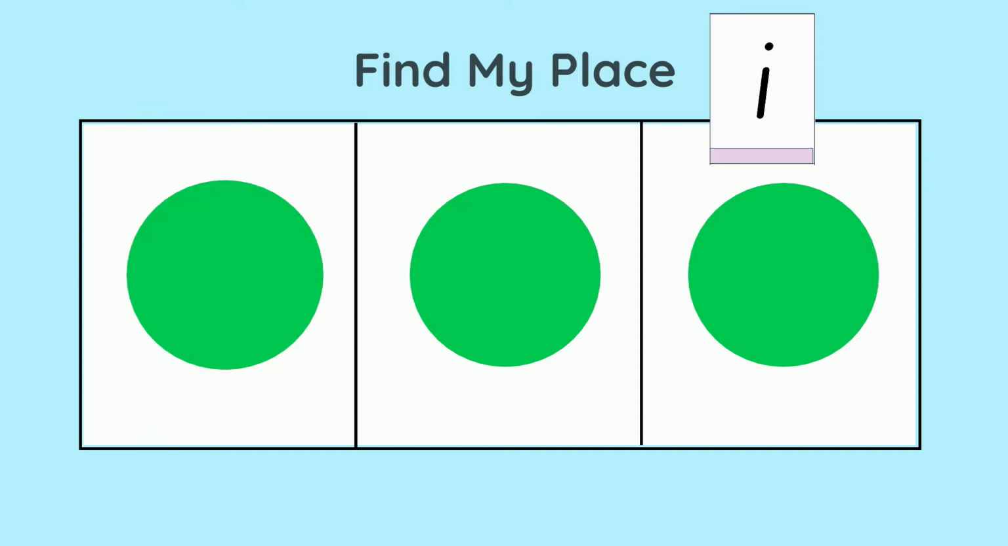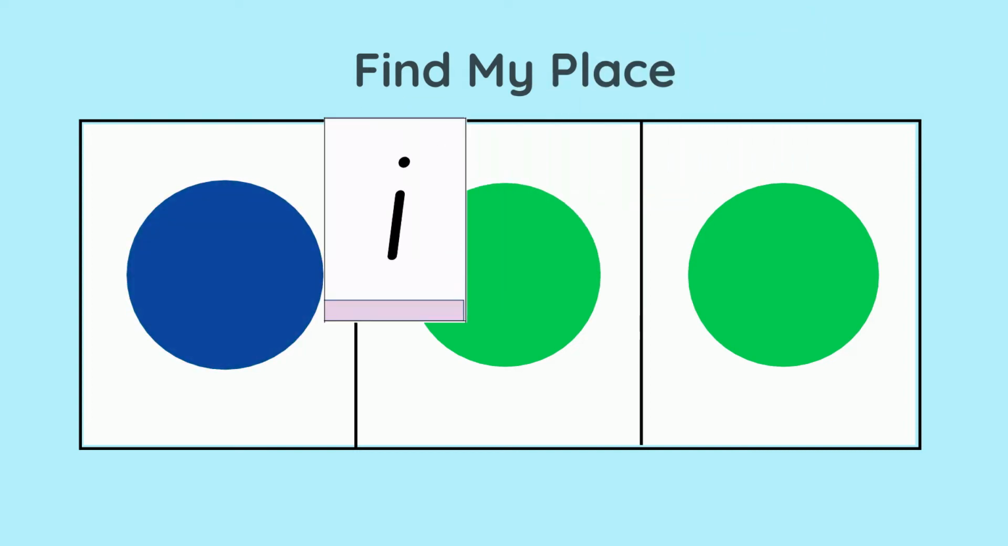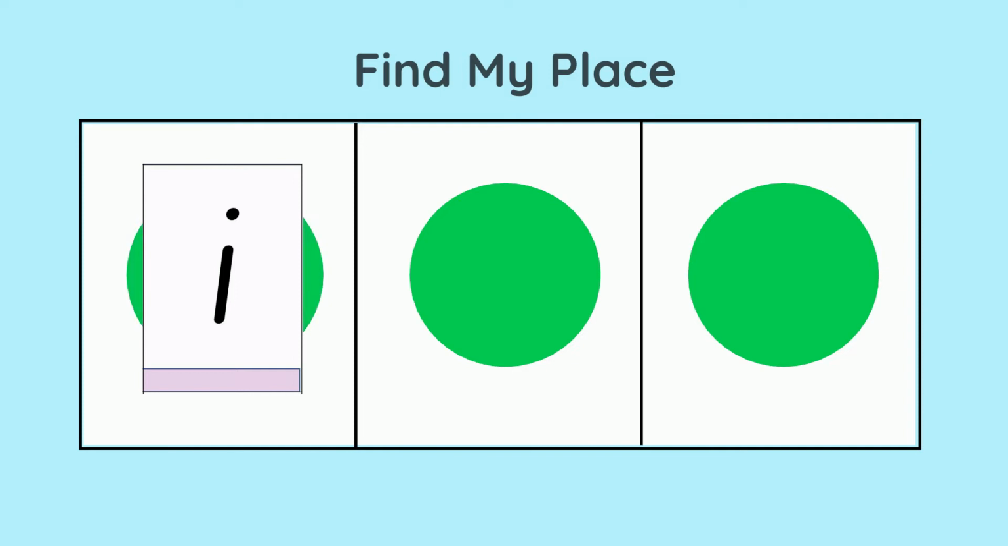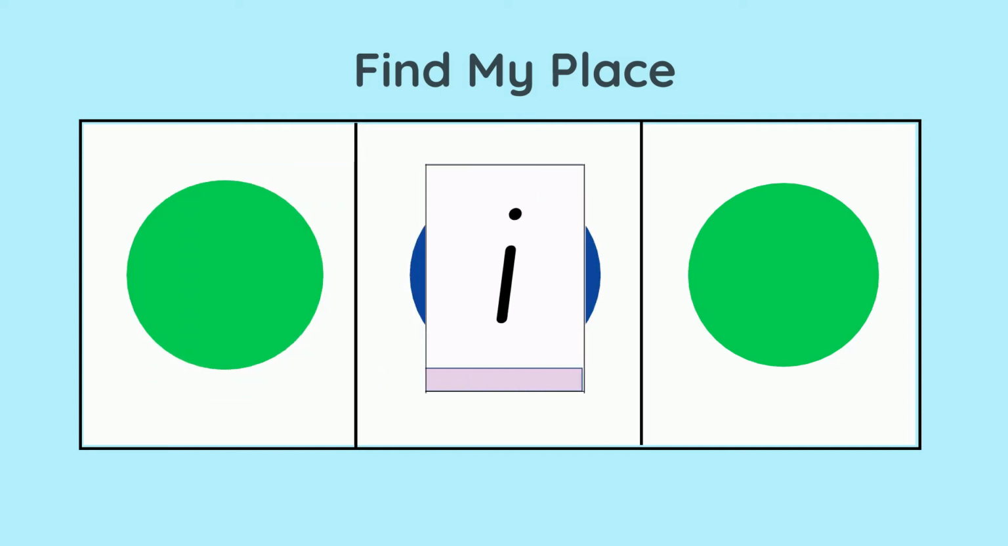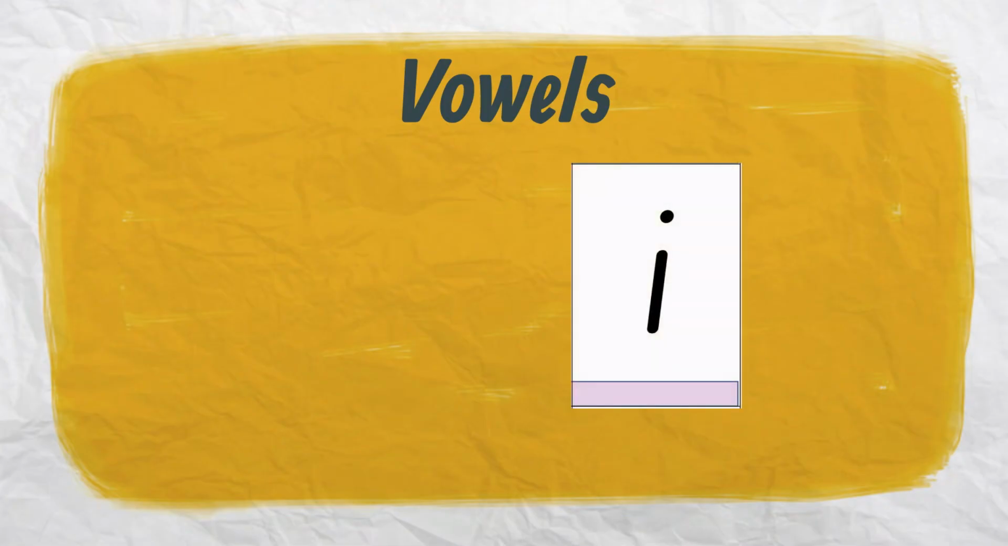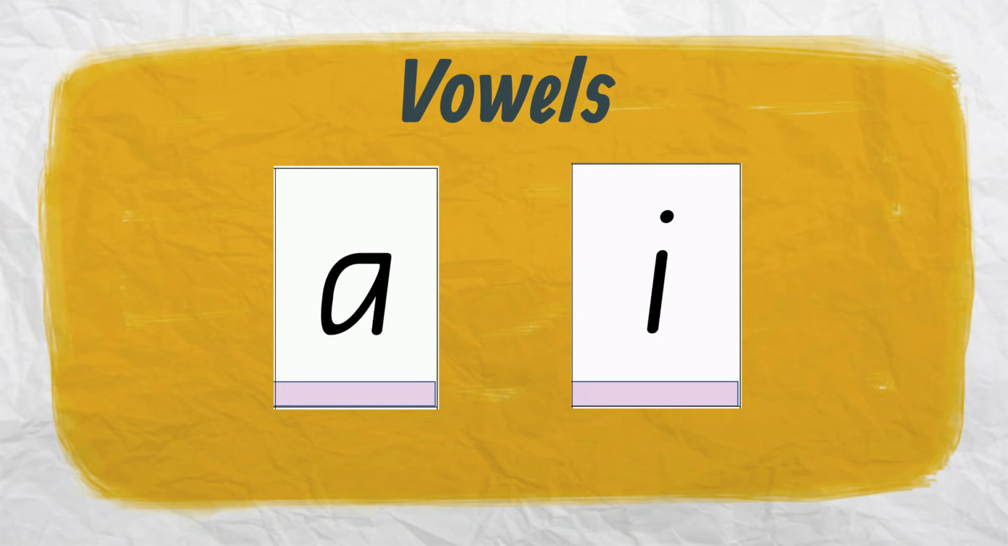Where did we find I in most of those words? It was at the beginning for 2 words, but most of the words it was in the middle, and we never heard it at the end. We found the letter I in the middle of most of the words we just read. That is because it is a special letter. It is called a vowel. Say vowel. We have now learned 2 vowels, A and I.